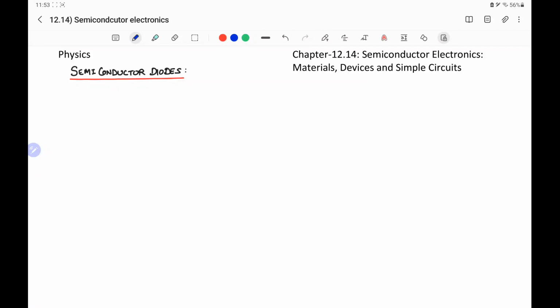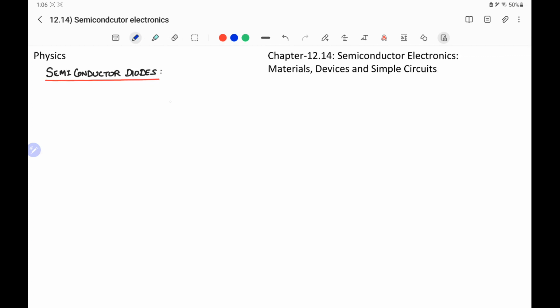Next is semiconductor diodes, or the junction diodes. Junction diodes are basic unidirectional semiconductor devices that will only allow current to flow through them in one direction only. These are made up of a single piece of semiconductor material like silicon or germanium, and to create the P region and N region, the doping process is used.